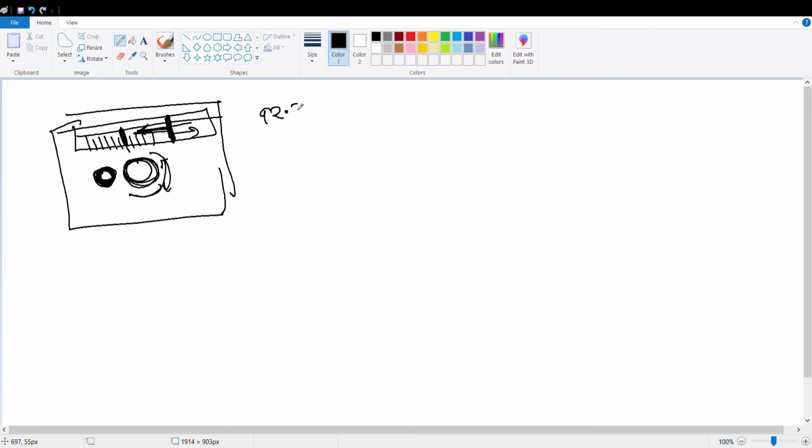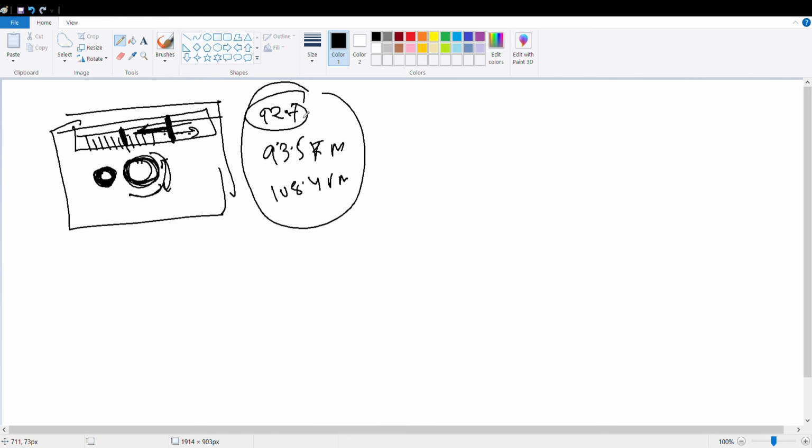Let's say if it's 92.7, this will be the frequency, FM, frequency modulation. So what you do is try to match the frequency. So what exactly happens? Different stations have different frequencies, like 92.7, 93.5 FM, 108.4. Different radio stations will emit electromagnetic waves at different frequencies.